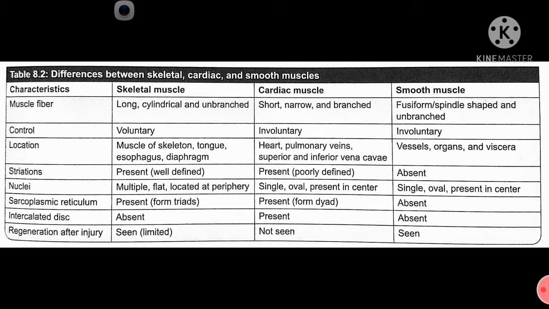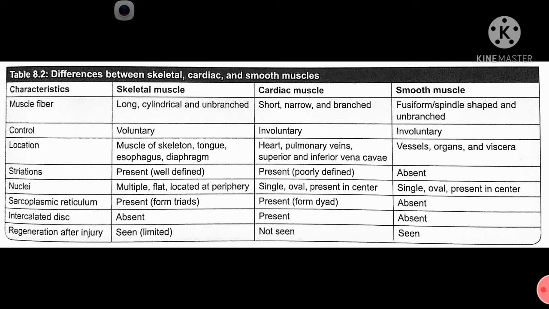Now we will talk about the sixth difference, that is the sarcoplasmic reticulum, which is present in skeletal muscle. And in cardiac muscle, the sarcoplasmic reticulum is present, and in case of smooth muscle, the sarcoplasmic reticulum is absent.